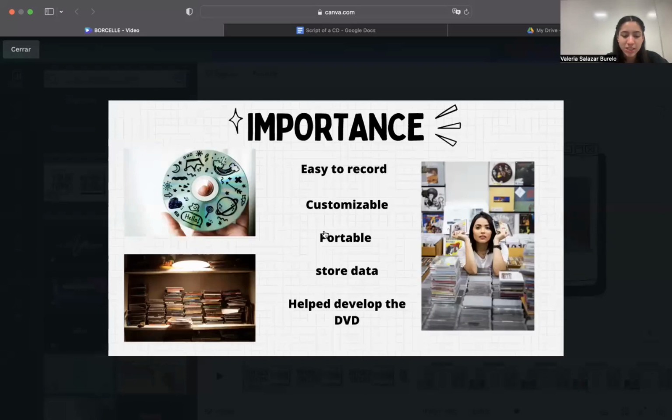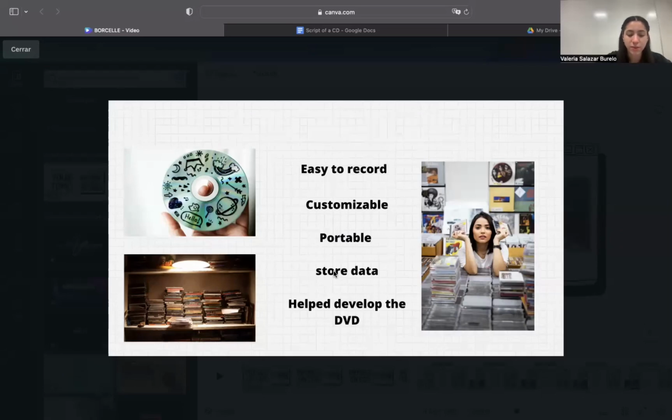Since they basically changed the music industry because they were pretty easy to record, it allowed music artists to customize it and express themselves. They were pretty portable. Lastly, radio stations were able to switch music faster. But it didn't only change the music industry. They were also a way to store data, and they were the basis of the development of the DVD.